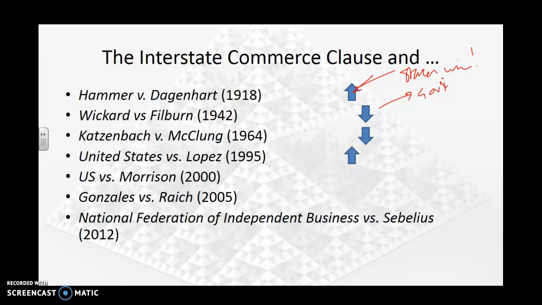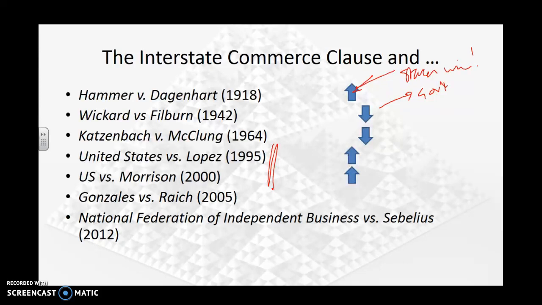1995, we see the Gun-Free School Zones Act overturned. And then in US versus Morrison, we see the Violence Against Women Act overturned. Now, both of these laws should probably not have been passed using the Interstate Commerce Clause, but they did. The federal government justified that legislation under the Interstate Commerce Clause, but the Supreme Court decided, no, you've pushed it too far, chaps, and they overturned that legislation.